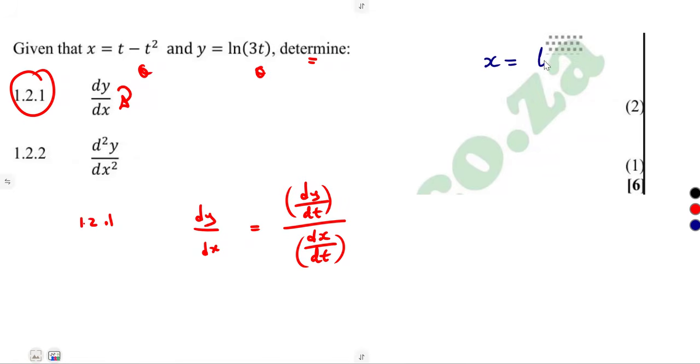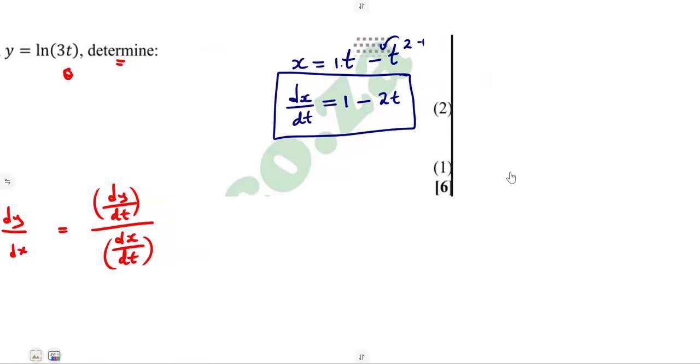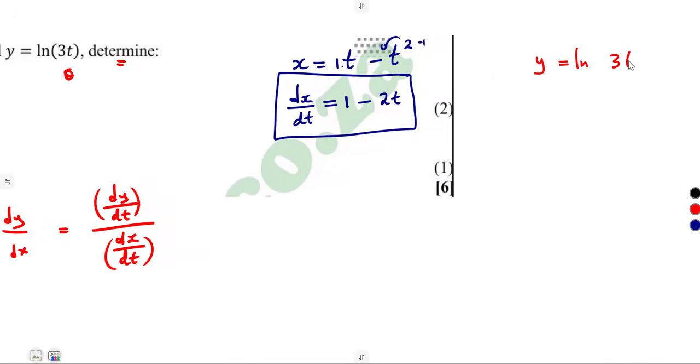If x is equal to t minus t squared, what is the derivative of x with respect to t? All right, so here, guys, this is 1. So it's just going to be 1 minus, drop the exponent, subtract 1. So that was going to be 2t. There is the derivative of x with respect to t. There is also y in terms of t, which is the ln of 3t, a natural logarithm.